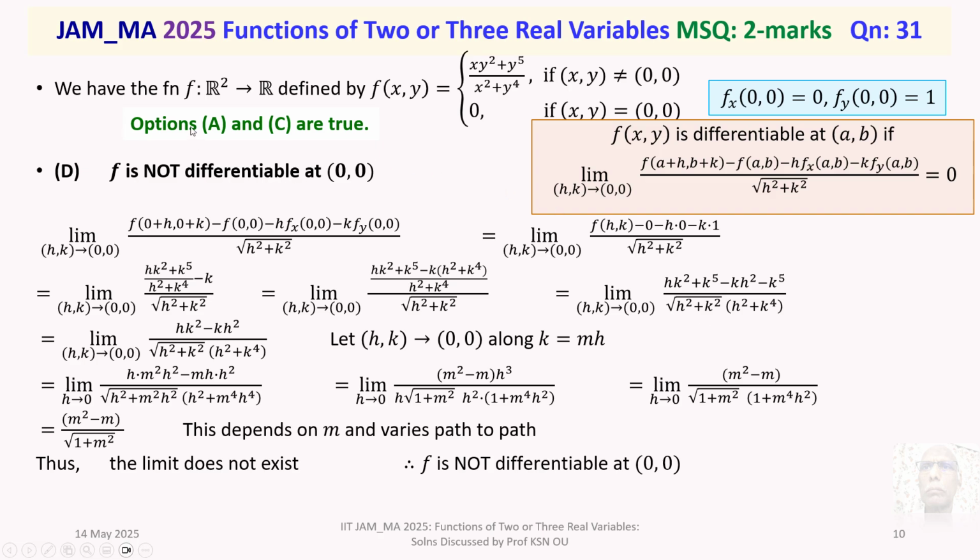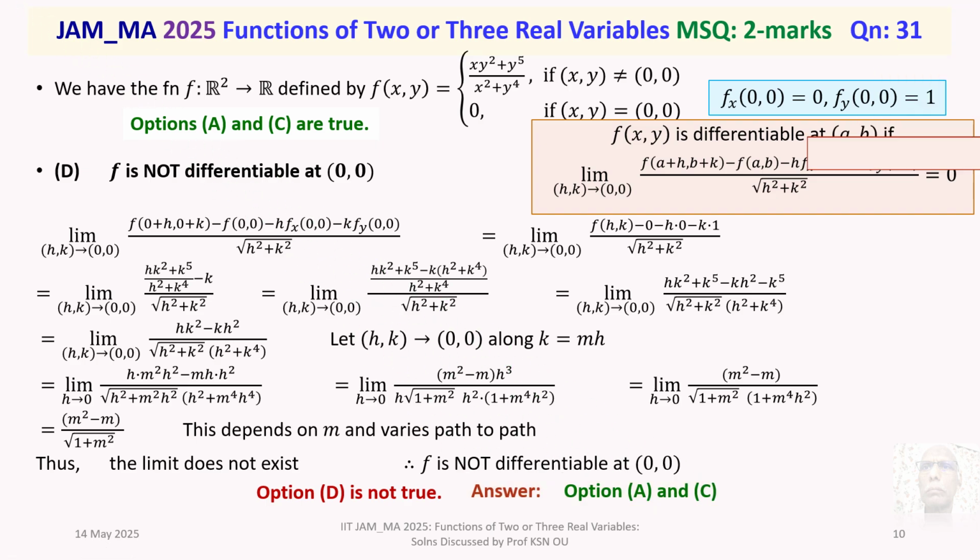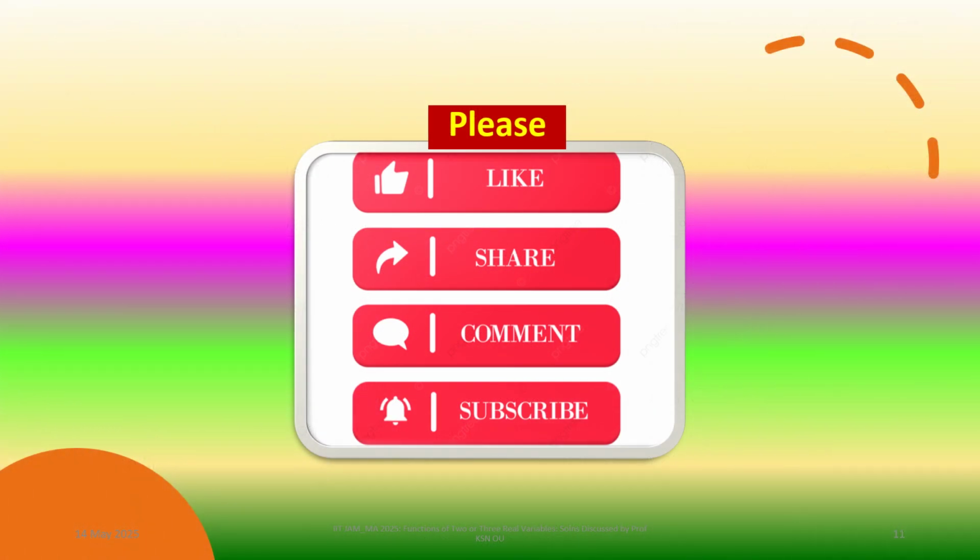And we have already seen options A and C are true and option D is not true here. So therefore, the answer to this question is options A and C. That is the detailed discussion of the solution of this problem. We move to the next question.